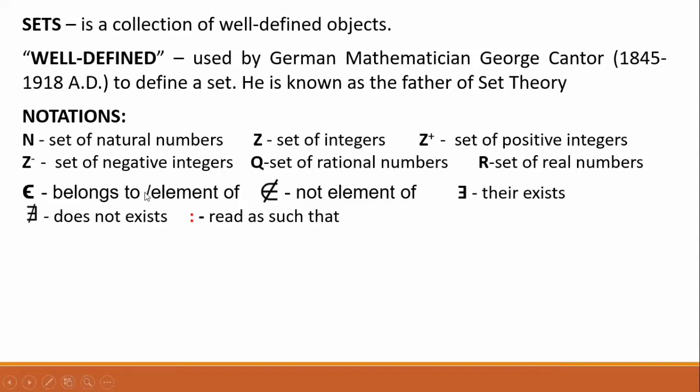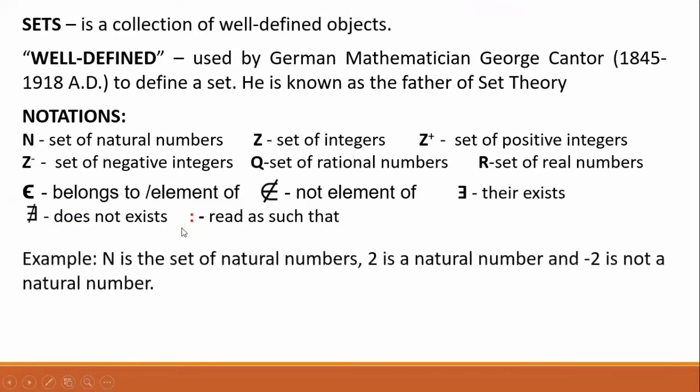The symbol ∈ is read as belongs to or element of. ∈ with a slash bar is not an element of. The inverse E, ∃, means there exists. The inverse E with a slash bar, ∄, means does not exist. And this colon here is read as such that.